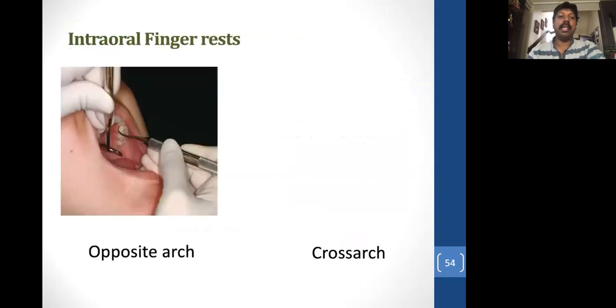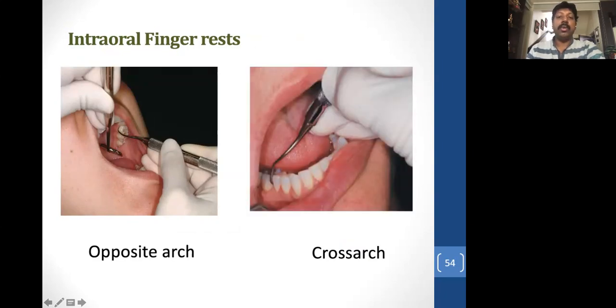Like holding instruments here and resting on the opposite arch. This is called opposite arch. Cross arch is doing treatment on one side, resting on the other side. That means you are treating in 4-4, resting in 3-4, that is called cross arch. Treatment in 4-4, you rest in 3-4. Opposite arch: treatment in 2-2, resting in 3-4. Second quadrant treatment, third quadrant rest, that is opposite arch, maxillary to mandibular. Cross arch is mandibular to mandibular: mandibular left side, mandibular right side, maxillary left side.